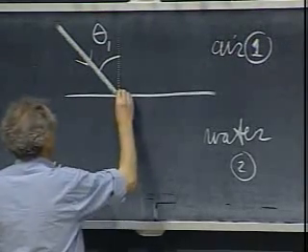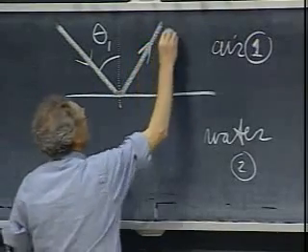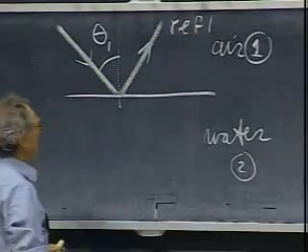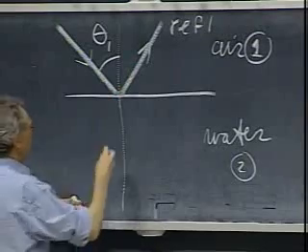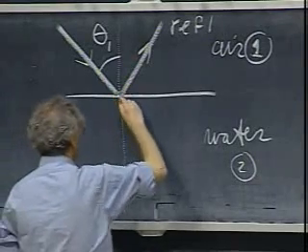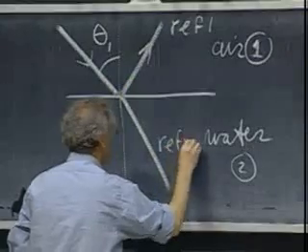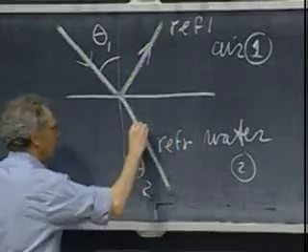I will see now that some of that light is reflected. Reflected with an L as in lion. And some of that light goes into the water. And we call that refracted. Refracted with an R as in Richard. And this angle we'll call theta 2.